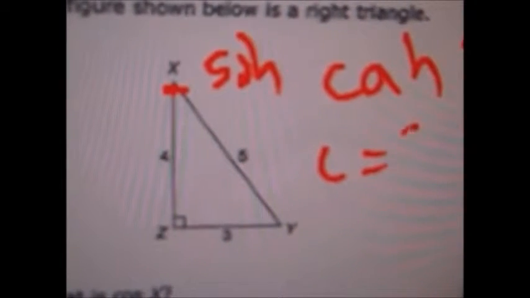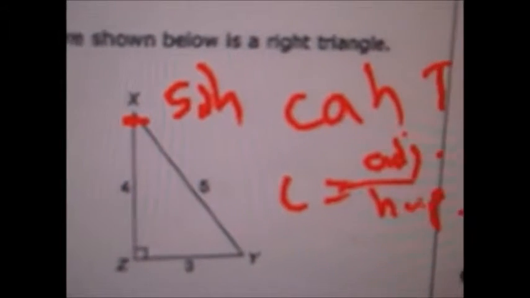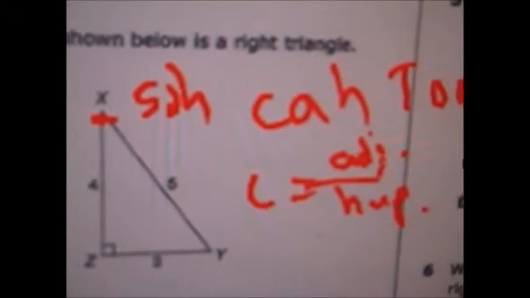Find the cosine of x. Here's the angle, and the adjacent side, because if you remember SOHCAHTOA, cosine equals adjacent over hypotenuse. The cosine of your angle equals adjacent over hypotenuse.